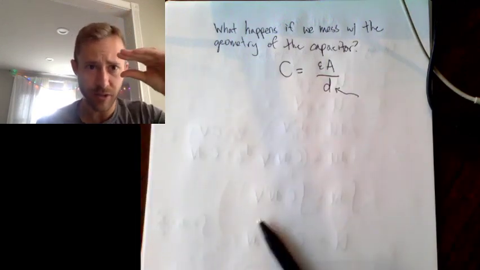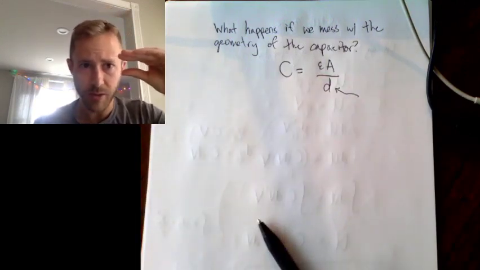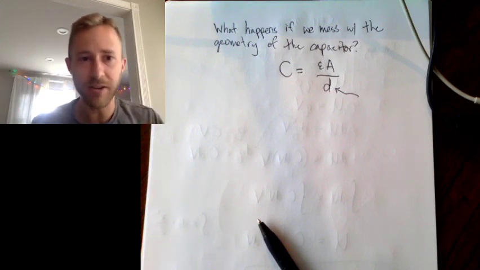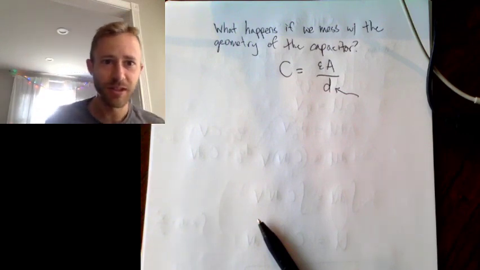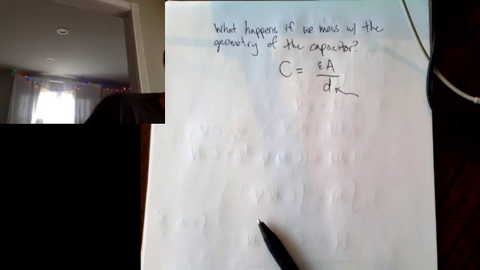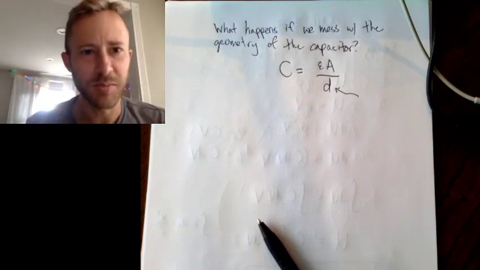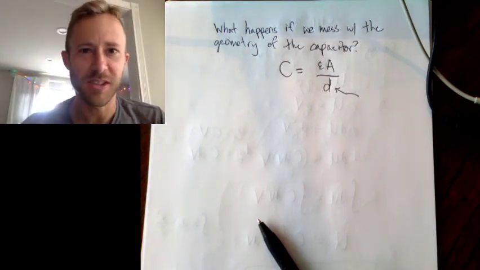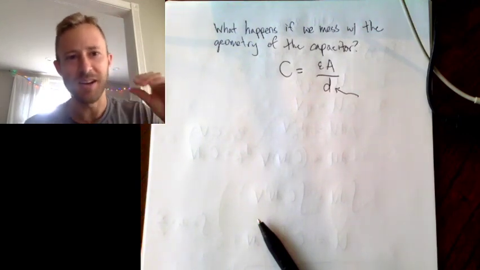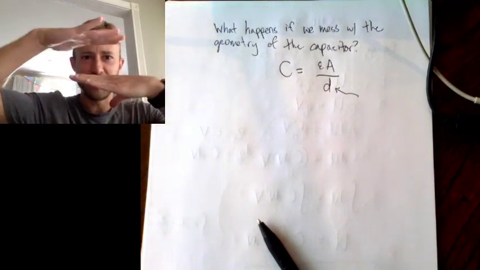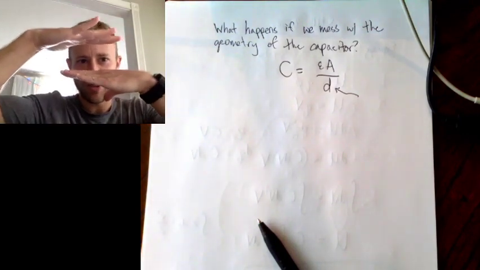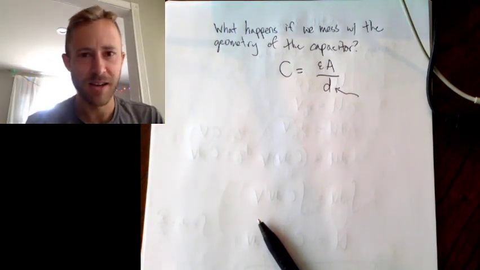We could imagine, here are our capacitor plates, and we make an ice cream sandwich. I think I ate all my ice cream sandwiches. My emergency ice cream sandwiches are all eaten. But you could imagine an ice cream sandwich with just the chocolate cookies on the top and the bottom.